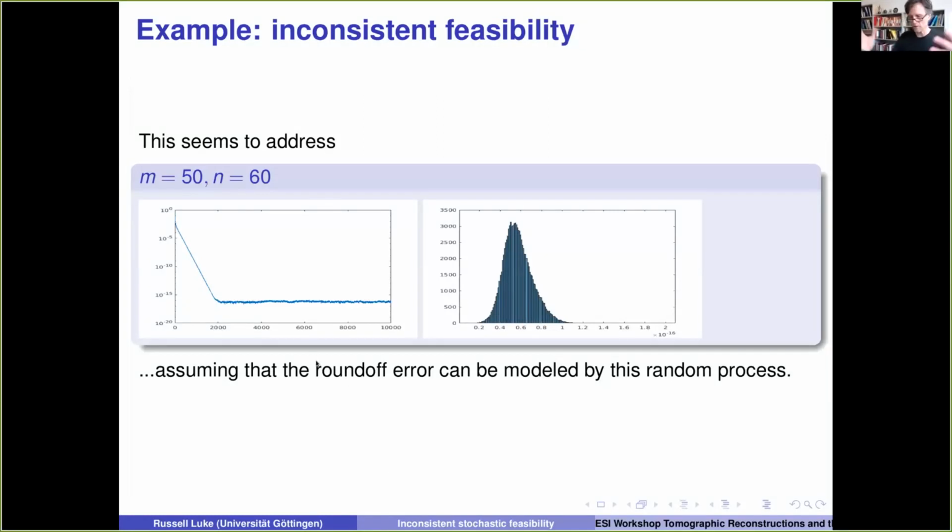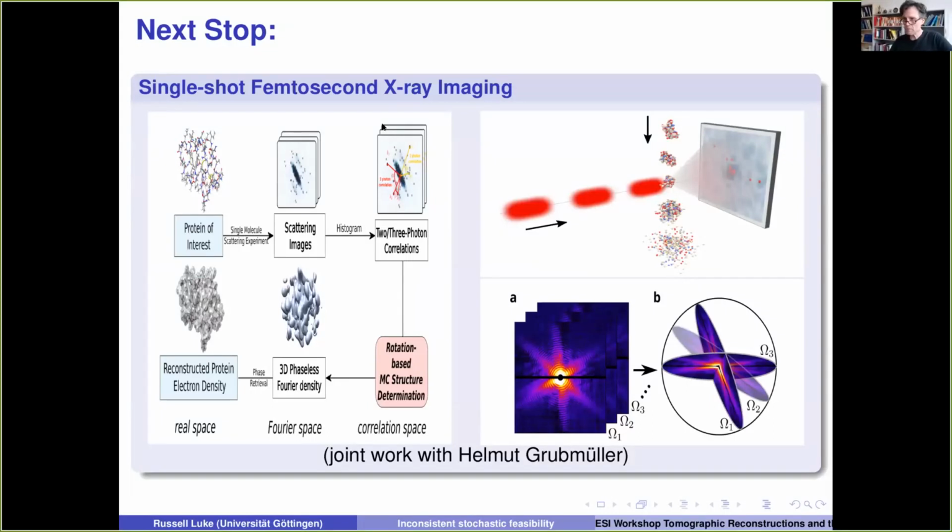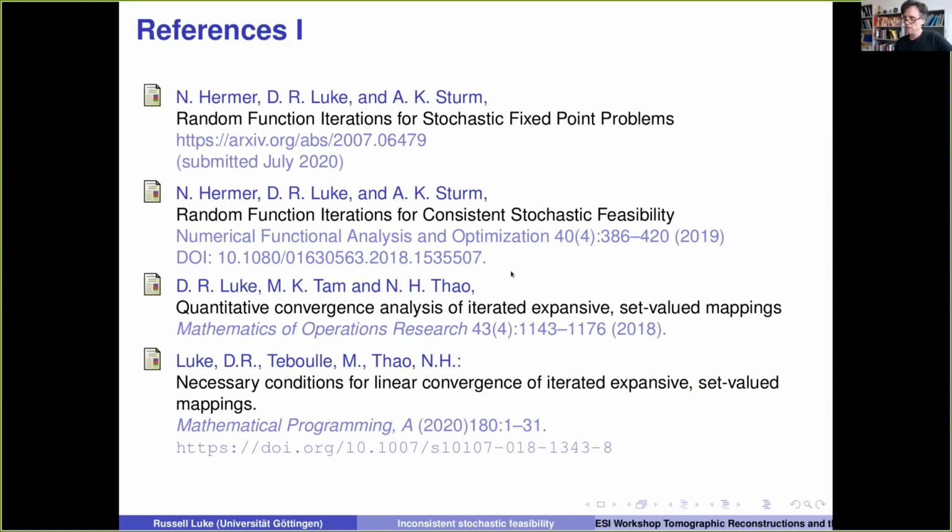And so what your computer is by iteration 8000, the state of your computer is the distribution. And when you query your computer, you're getting a random variable from that distribution. So the next step is to apply all this to single shot femtosecond X-ray imaging. With that, I will stop. These are some of the publications associated with that work. Thanks.